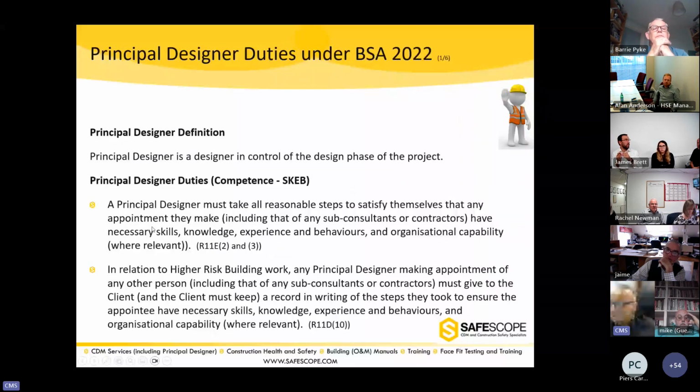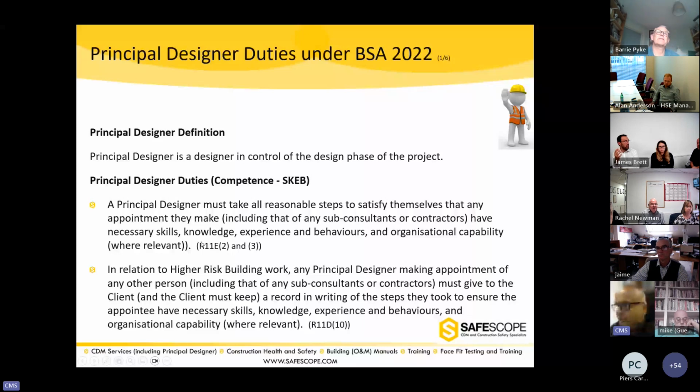A principal designer is a designer in control of the design phase of the project, as we said before. There are general requirements for competence. A principal designer must take all reasonable steps to satisfy themselves that any person they appoint, sub-consultants and contractors, are competent as well. In relation to high risk work, it is exactly similar as before. If they make any other appointment of a sub-consultant or contractor, they must give a record to the client, and the client must keep it safe.